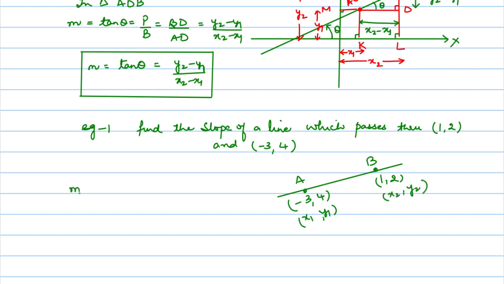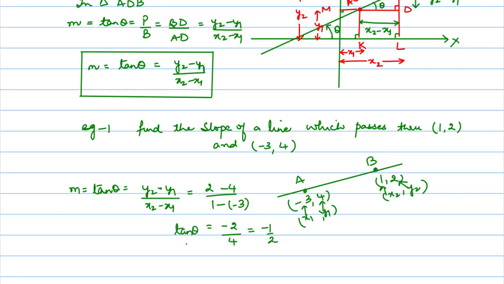Now what would be the slope of the line? m equals tan theta would be y2 minus y1 upon x2 minus x1. So what can we write? What is y2? y2 is 2. And what is y1? 4. 2 minus 4 upon, what is x2? 1, minus what is x1? Minus 3. So what will I get? Minus 2 upon 4, that is minus 1 by 2. Therefore the slope of our line is minus 1 by 2.